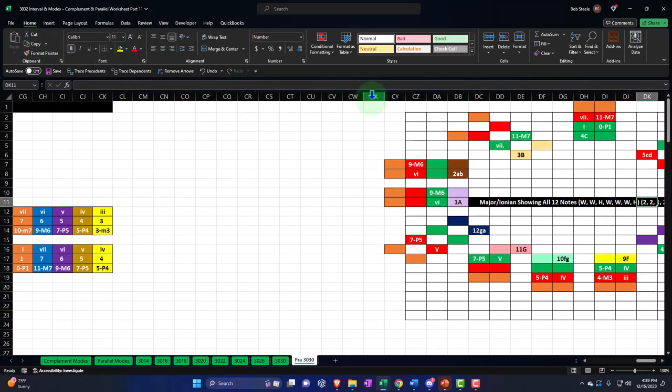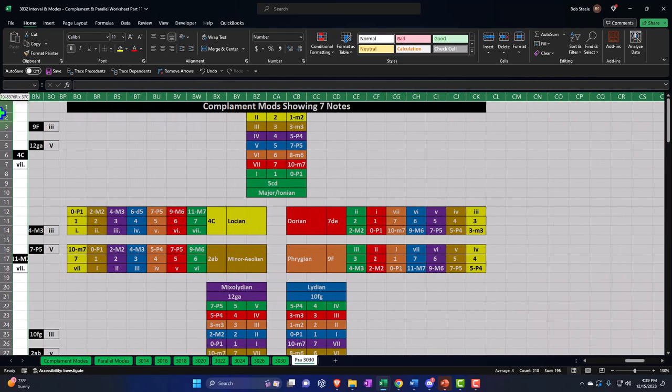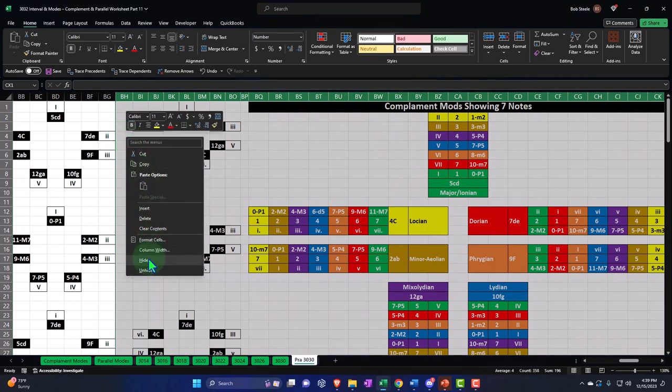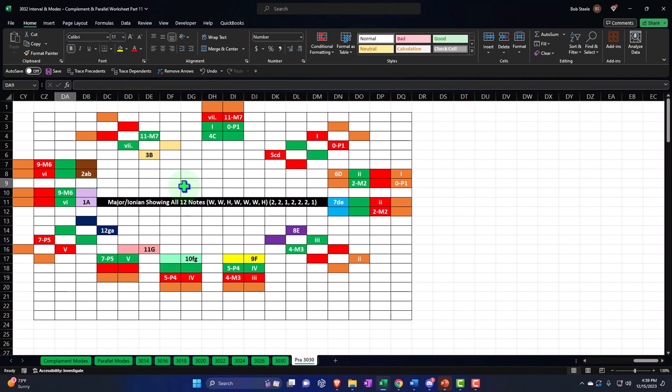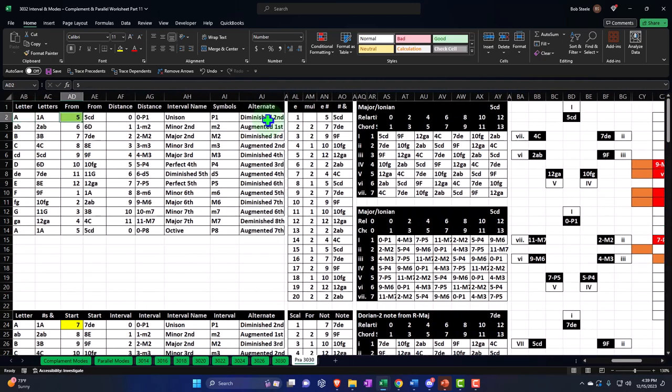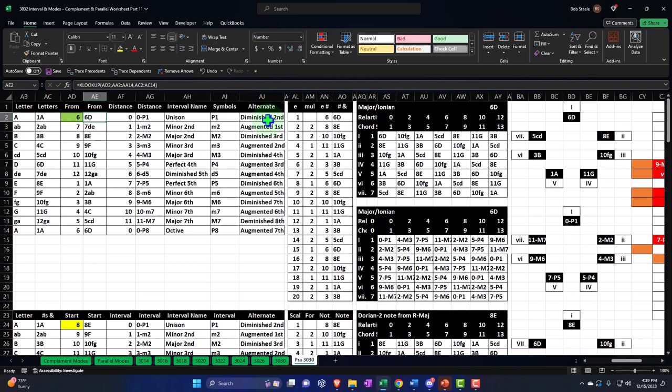So now let's hide as much as we can. I'm going to go from here, CX on back, because I want to see these circles. Let's go to this one, right click, and then hide. And now I'm on the key of D. So I'm going to change my entire worksheet to be in the key of D now. This is going to be the key of D, which is a 6. So now we're in the key of D. Our worksheets are in the key of D.